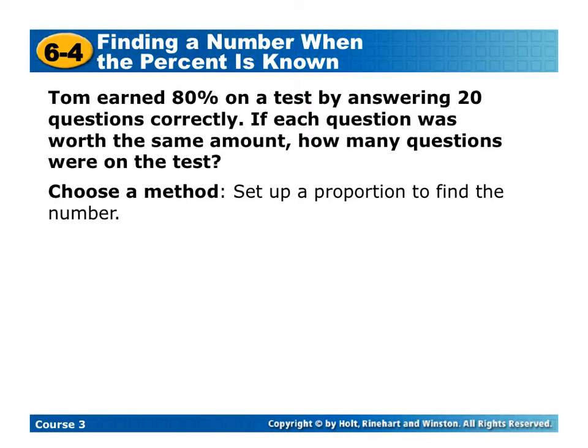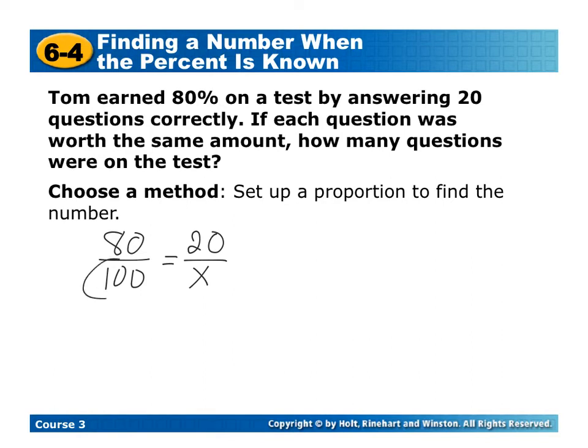So let's look at a real life example of where we might find a number when we know a percent. Tom earns 80% on a test by answering 20 questions correctly. If each question was worth the same amount, how many questions were on the test? So you can do this by setting a proportion to find the number. So we know 80%, so go over 100, is the same as getting 20 questions out of x, because he answered 20 questions correctly.